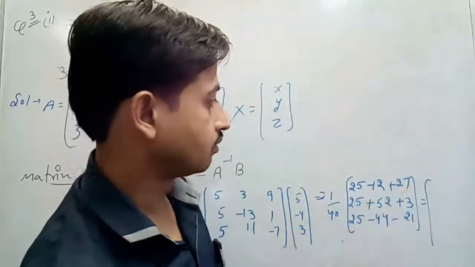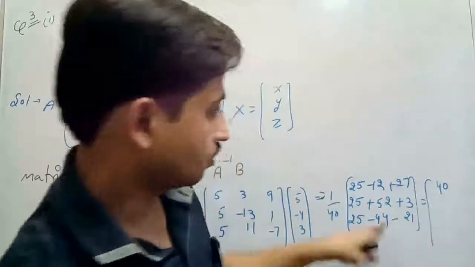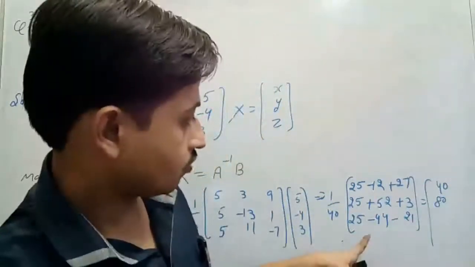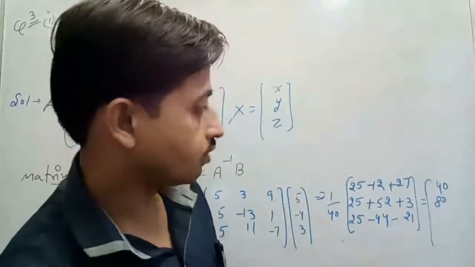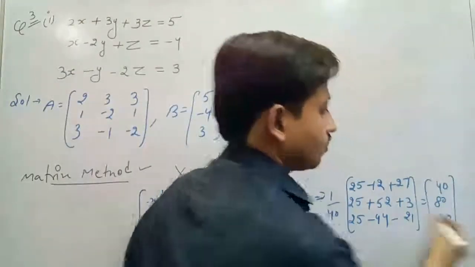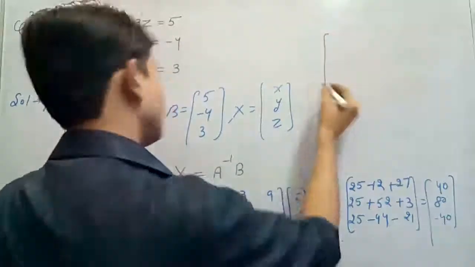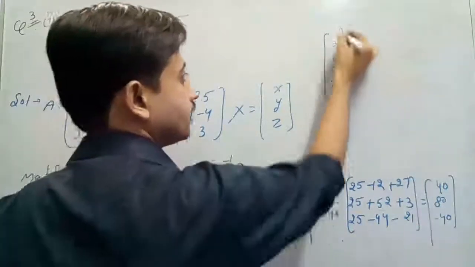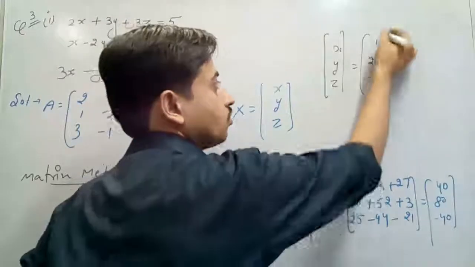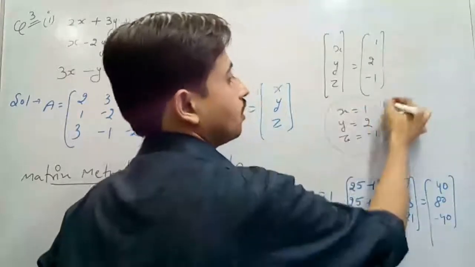25 and 27 is what? 27 and 52 minus 12, we get 40. Now solve this, 52 and 3, 55 and 25, we get 80. Now 44 and 21 is what? 65 minus 25, we get minus 40. What we have to do? Divide it by 40. If we divide by 40, what will we get? On our left hand side is X, Y, Z. And on the right hand side we get 40 by 40, 1, 2, minus 1. So the values are X is 1, Y is 2, Z is minus 1.